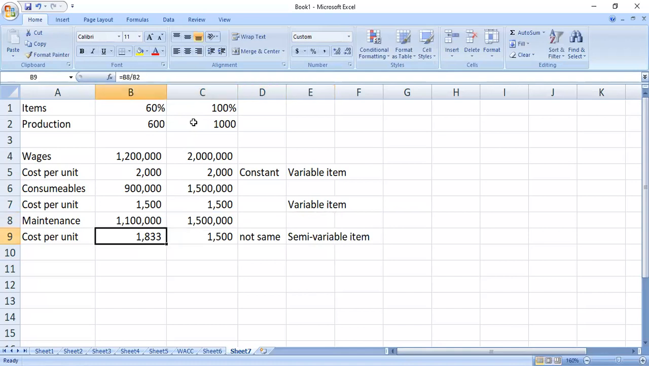Okay, why is it semi-variable? We're saying, first of all, the total cost is changing. However, it's changing at different rates. The cost per unit is also different at both levels. Therefore, this cannot be a variable item, but rather a semi-variable. Okay, that is maintenance. We can go to the next one, which is depreciation.